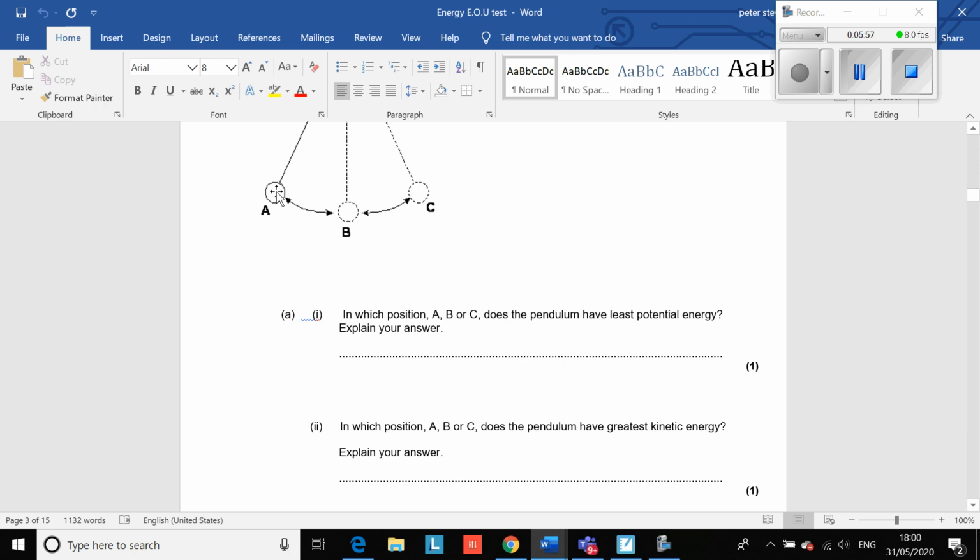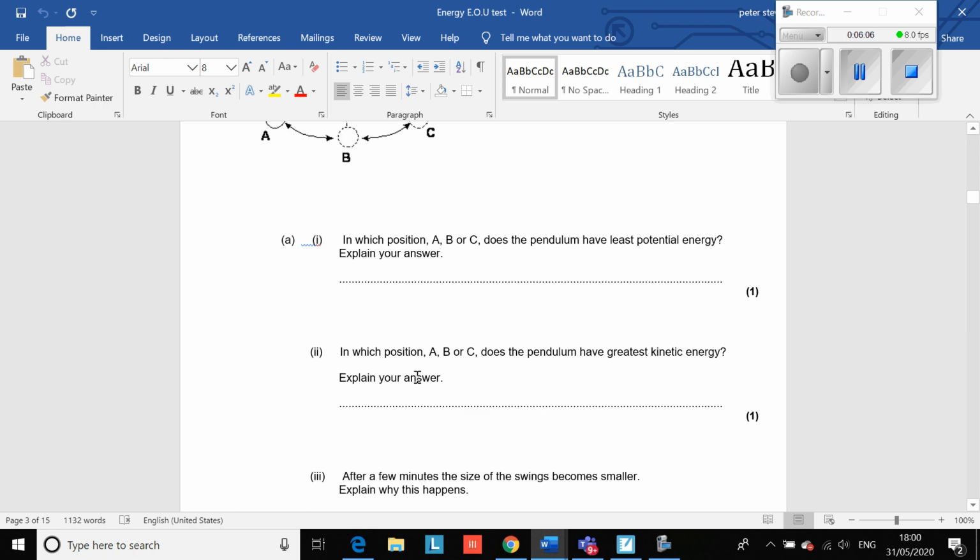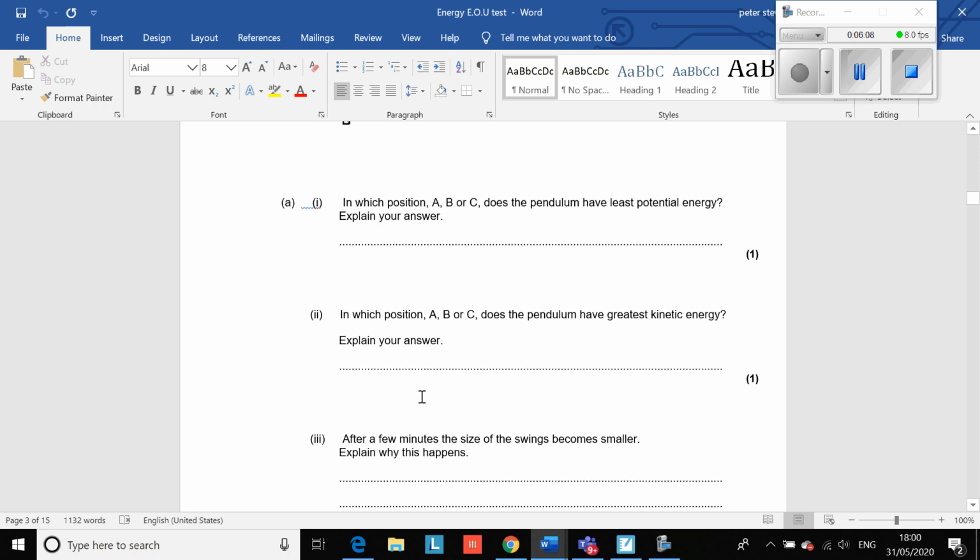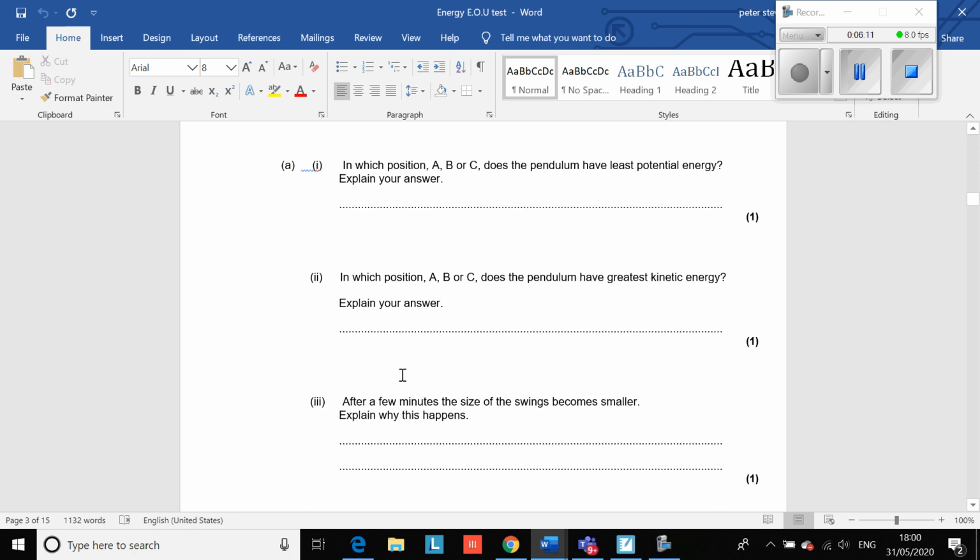The point where all of that transfers to kinetic energy is there, point B. So once again, it's B, okay? Because it's not potential energy now, it's all kinetic energy. After a few minutes, the size of the swings becomes smaller.